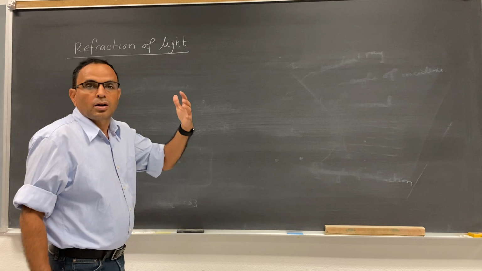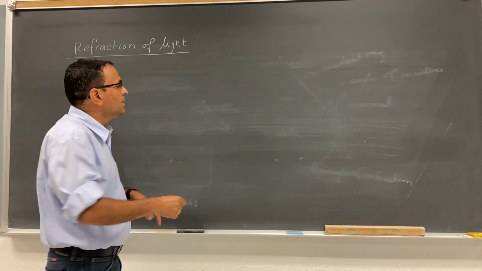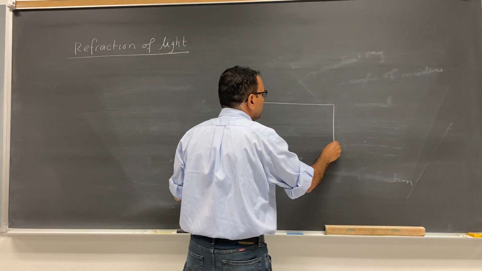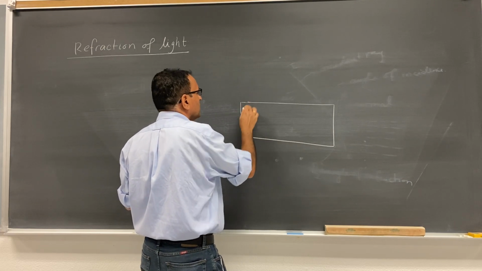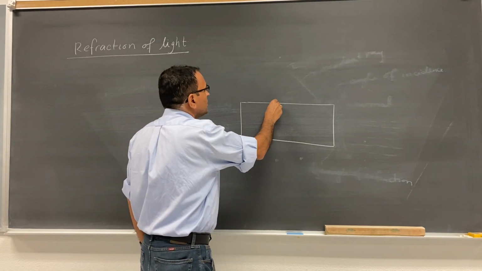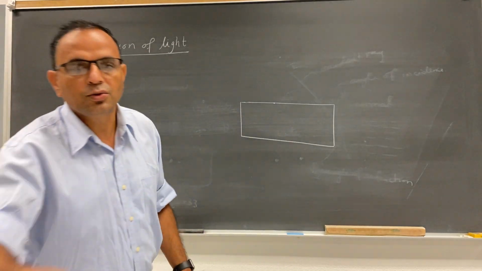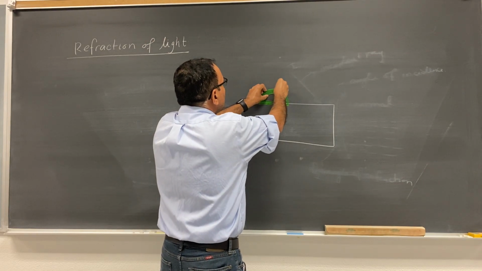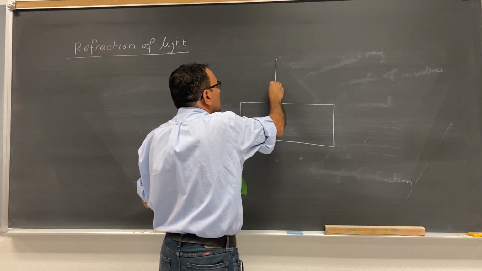On the cork board, you have a paper. On the paper, you keep the glass slab and draw the outline like this. This is your glass slab. And somewhere here, using this protractor, draw the perpendicular line like this. So this is my normal. You draw the normal like this.